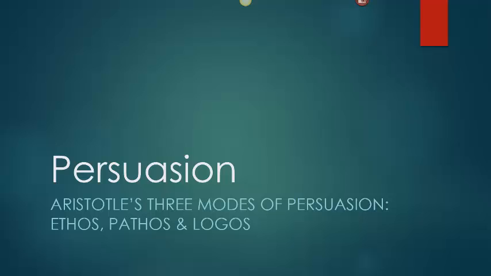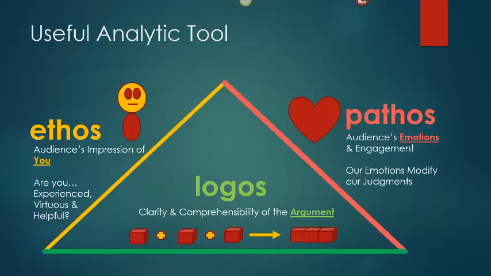Aristotle identified three modes of persuasion: ethos, pathos, and logos. Now, this is an overview of everything we're going to talk about in the next few minutes. These three modes of persuasion that Aristotle identified are actually a useful analytic tool. When you understand the relationships here, then you have a way to approach anything that you do when you persuade.